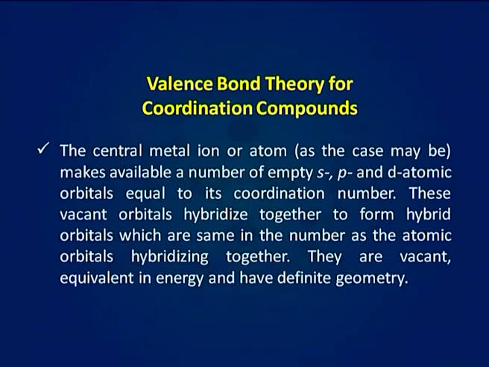The central metal ion or atom, as the case may be, makes available a number of empty s, p and d atomic orbitals equal to its coordination number. These vacant orbitals hybridize together to form hybrid orbitals, which are the same in number as the atomic orbitals hybridizing together. They are vacant and equivalent in energy and have the same definite geometry.